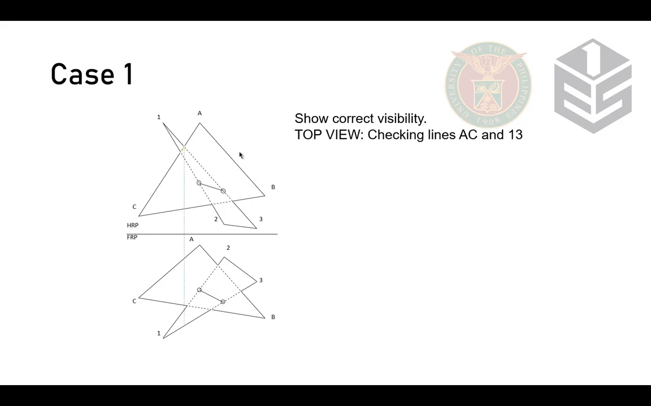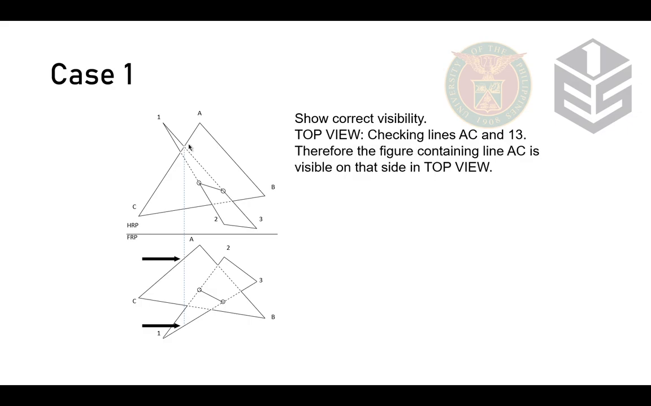Once we have found this line of intersection, we now need to show correct visibility. So to show correct visibility, we need to check every line that is overlapping with the other corresponding plane. Okay, so let's first check line AC with line 1, 3. So this is its apparent intersection point. Let's project it downwards, and we can see that it touches line AC first, meaning that line AC is closer to the reference plane, and therefore it should be above line 1, 3. Okay, so this means that this will now be a solid line.